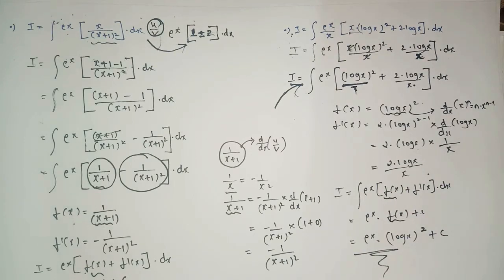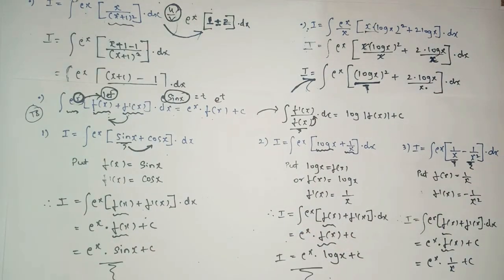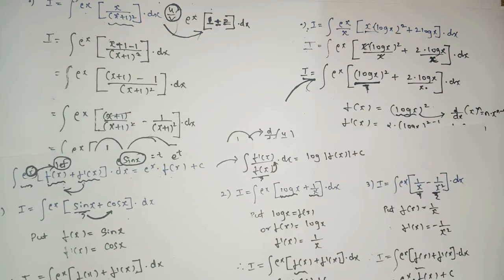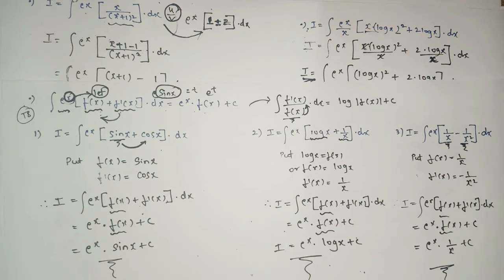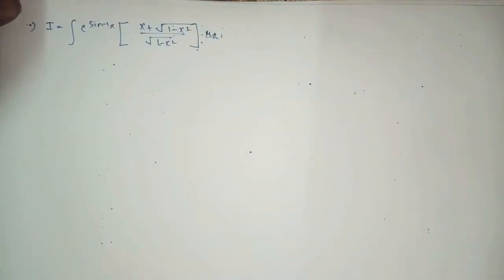So I hope you understood all the 5 sums which we did today, based on type number 8. Let's move on to a few more examples. Okay, let's move on to the next one.